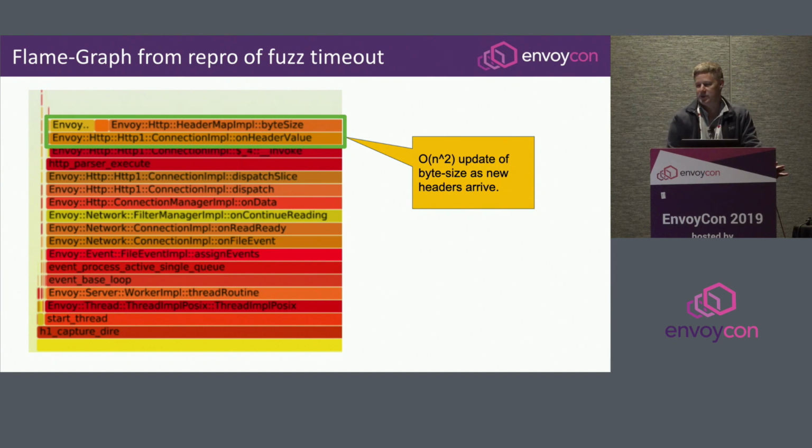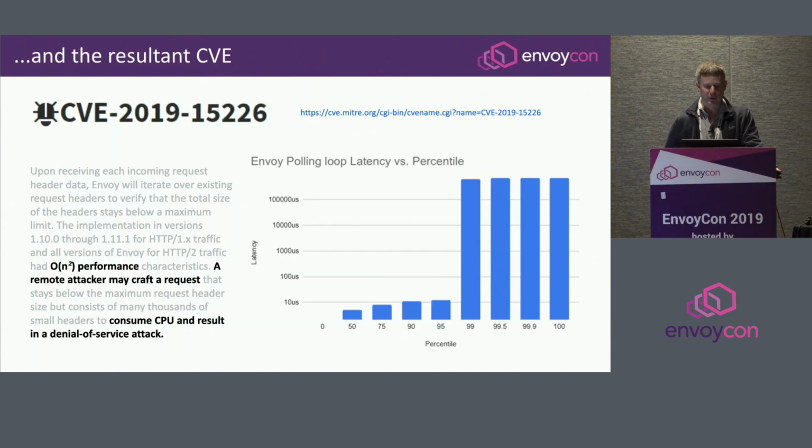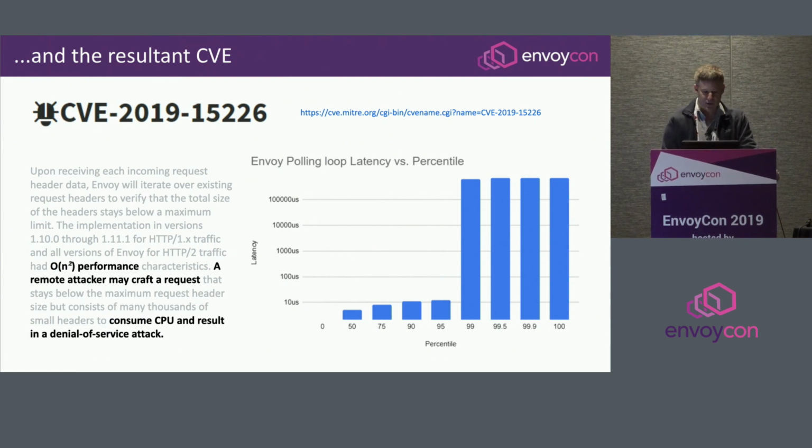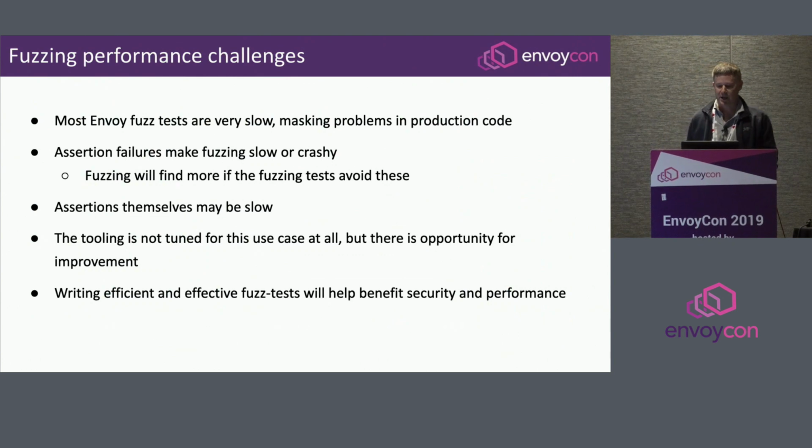Similarly, it's almost always harder to find these problems than it is to fix them. The fix was relatively straightforward. This resulted in a CVE for an n-squared sensitivity. But the main point is that the fuzzer helped us find this problem, and it could find other performance-related problems as well. So this is not a slam dunk.